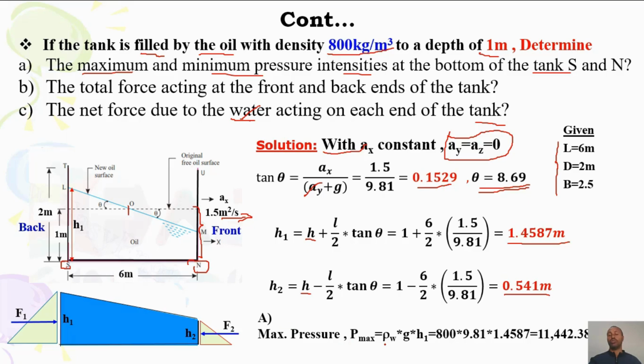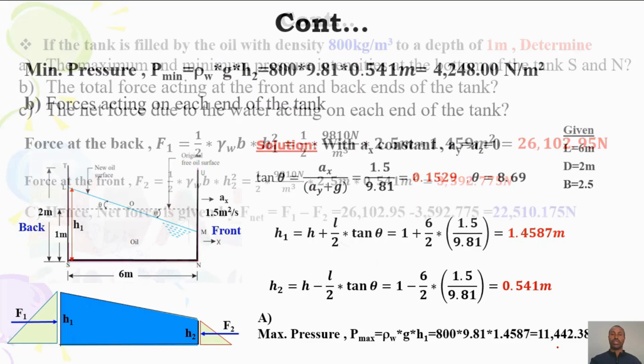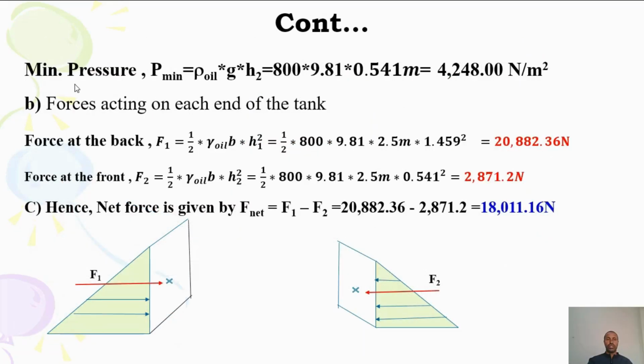So the maximum pressure will be at the larger height: rho g H1, which is this value, 11,442.384 Newton per meter square. Then the minimum pressure will be the density of oil times g times H2. H2 is the front face height, which is this one. Then you have 4,248 Newton per meter square.